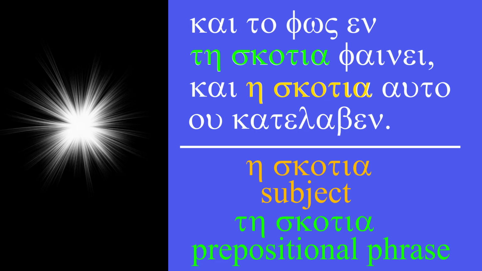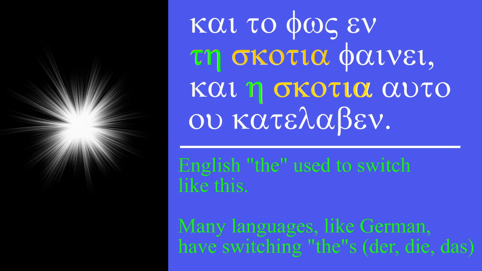Well, it might seem strange that the word the changes based on what it's doing in the sentence. English used to have multiple forms of the word the as well, but English grammar smoothed out during the latter medieval period. German today still switches the way that Greek does for the word the, so it is actually common among many languages for the article to switch its form based on the case that it's in. English grammar has just simplified.